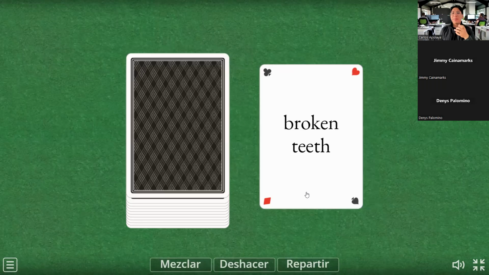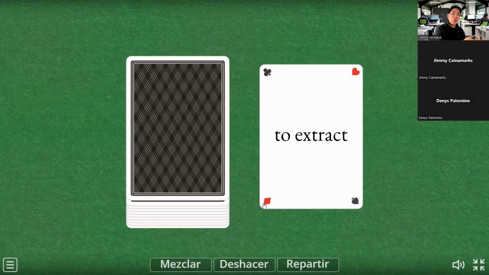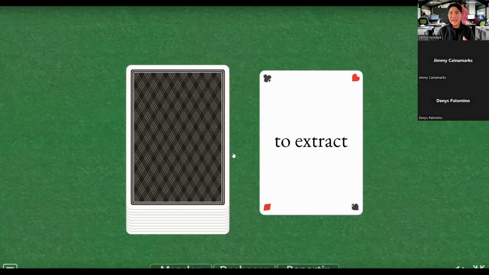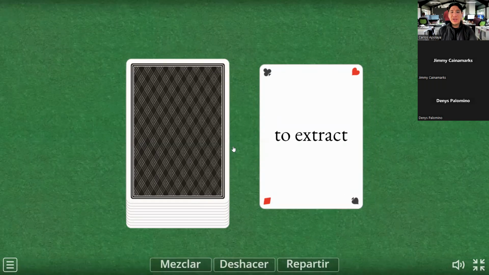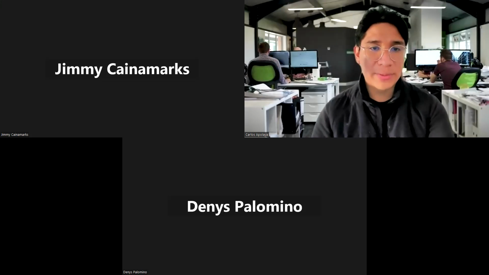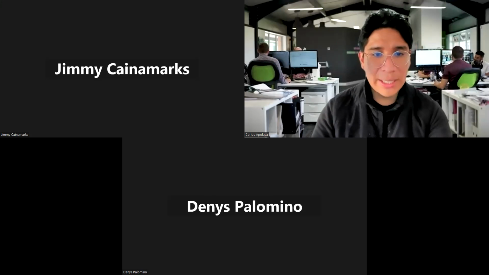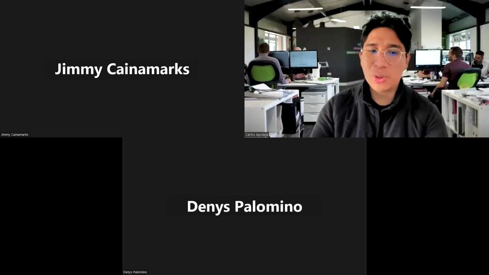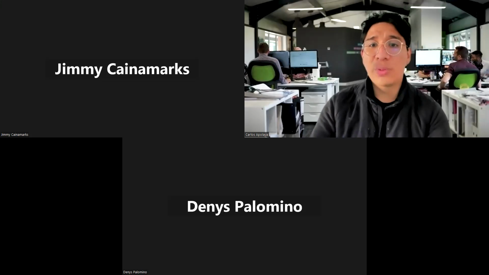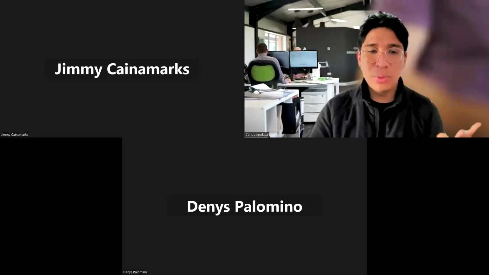The broken teeth, for example, a fracture. To extract, which is pretty similar to pull out. Let me Google that word, because I like to use that verb. You use pull out, pull up. Let me Google that on Cambridge. Oh, we have WordReference. Pull out, extract, yeah, it's pretty similar. Pull out or pull. That's true, Denise, you are right. Yes, you can say pull out, extract, pull, or take out.